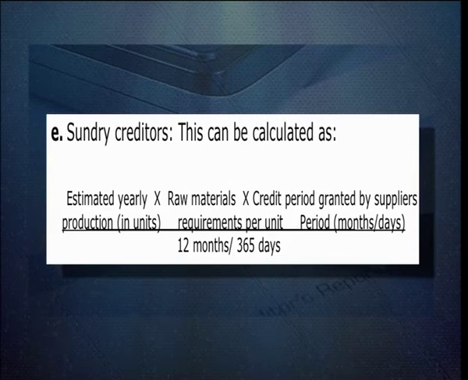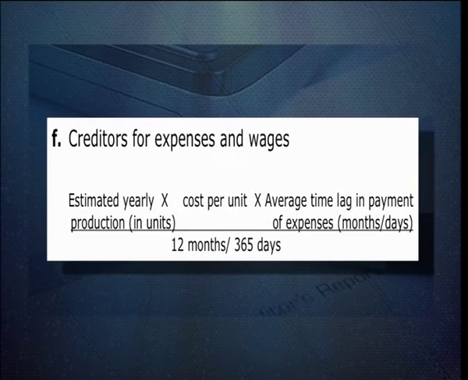Next, sundry creditors. This can be calculated as estimated yearly production in units multiplied by raw materials requirements per unit multiplied by credit period granted by suppliers, which is in months or days, divided by 12 months or 365 days. Next, creditors for expenses and wages. This can be calculated as estimated yearly production in units multiplied by cost per unit multiplied by average time lag in payment of expenses, which is in months or days, divided by 12 months or 365 days.